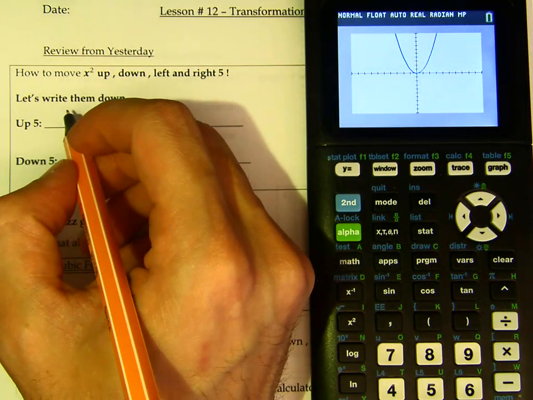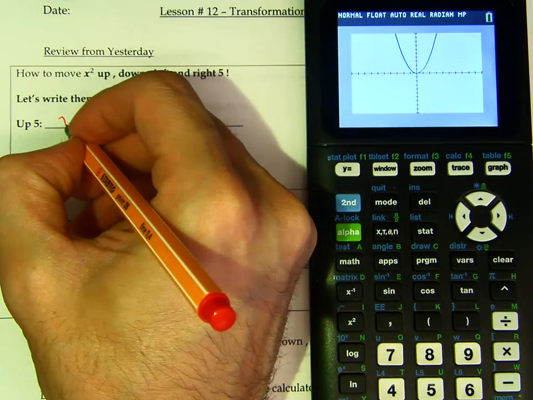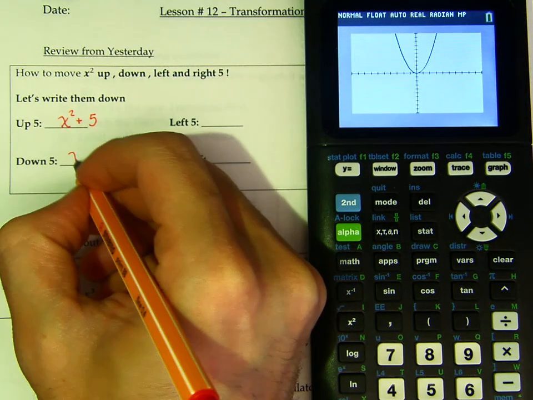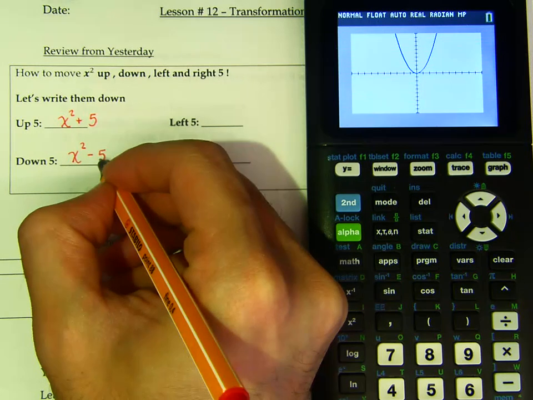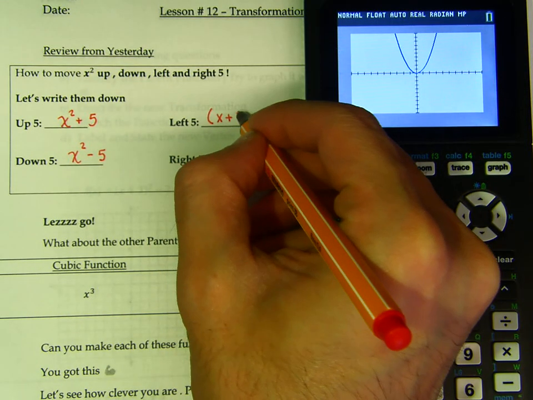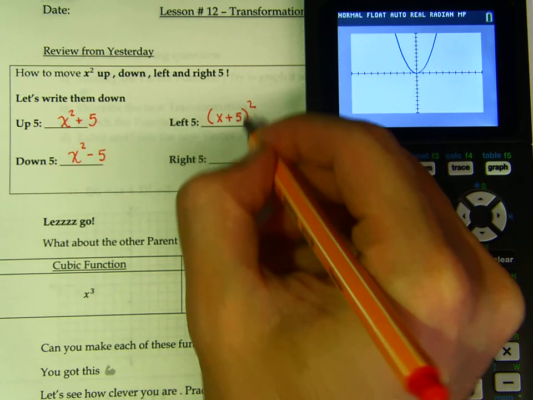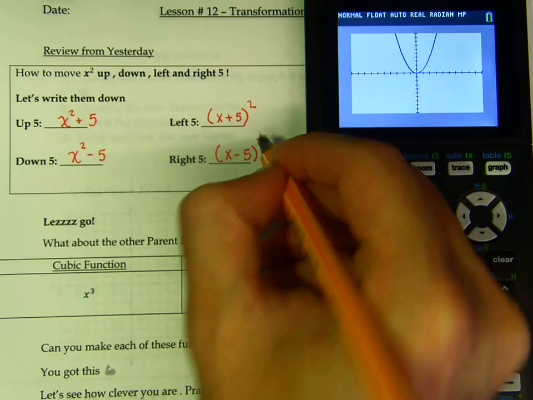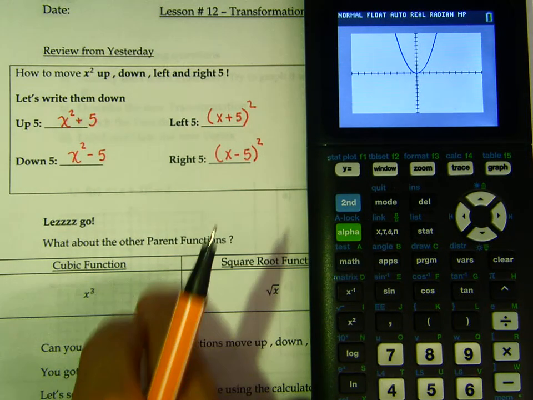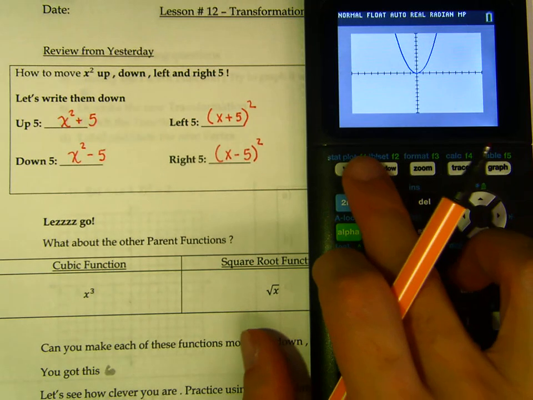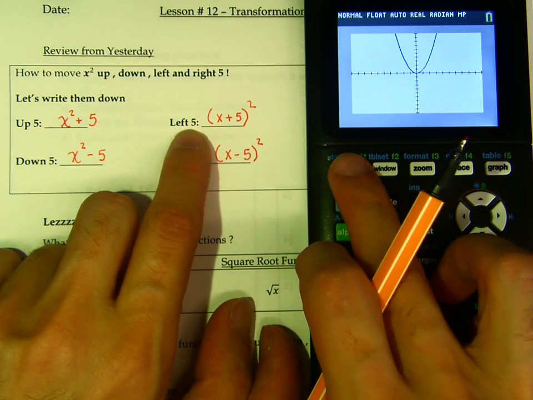Okay, let's say you pause the video and you want to see. This is x squared plus 5. X squared minus 5. Parentheses, x plus 5 squared. Parentheses, x minus 5 squared. Okay? This will move this up, down, left, and right. Let's try one. Let's try this one for the left 5.